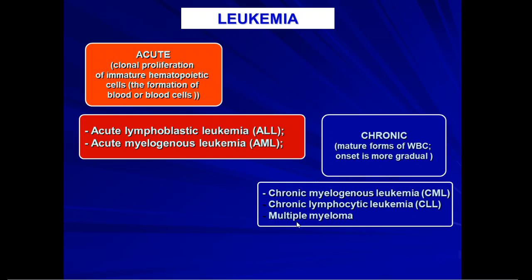Also, in chronic leukemia, we could add so-called multiple myeloma. Multiple myeloma, this is a generalized version of the plasmacytoma. Plasmacytoma, this is a tumor from plasma cells. So if this tumor is focal, this is plasmacytoma. If this tumor is generalized, this is so-called multiple myeloma. But the origin is the same, plasma cell.